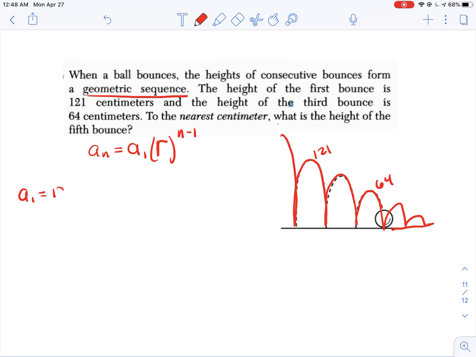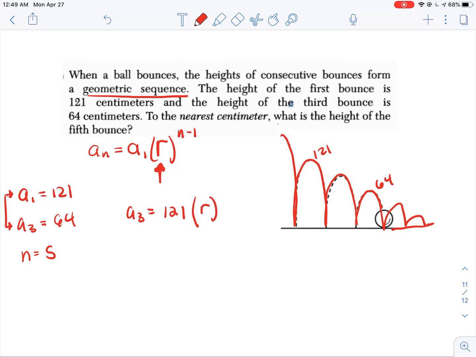Okay, do we have any of this information? Well, we do have the height of the first bounce is 121. And we do have the height of the third bounce is 64. And we do have that we're looking for n equal to 5. But what we don't have is our r value. Okay, well, how do we find the r value? Well, if I'm given any 2, I can plug this information in to solve for my r value.